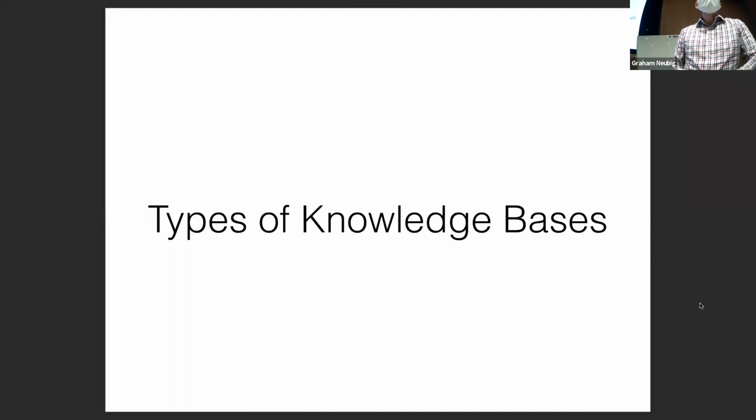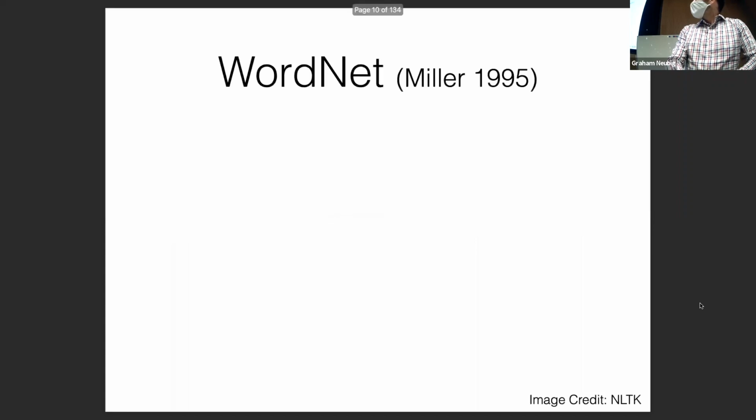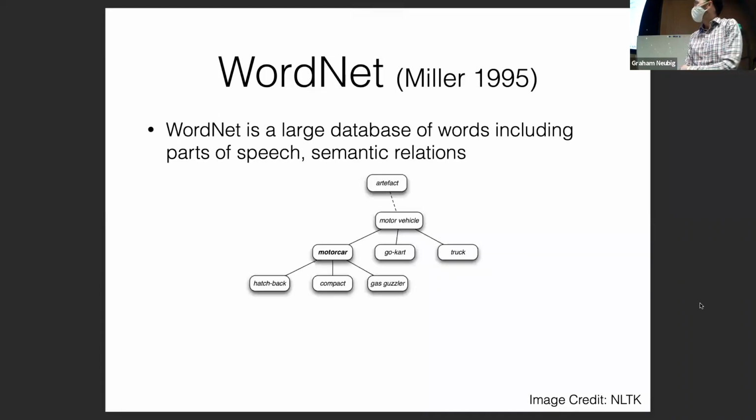So I'm just going to give a few examples of knowledge bases. One very classical knowledge base, WordNet, was created for a long time. 1995 is just the date of the report that I cited here. It actually started creation a long time before that. Basically, it's a large database of words, including parts of speech and semantic relations between them. So the most common relation is a hypernym-hyponym relation, where a hypernym is kind of like a higher level concept and a hyponym is a lower level concept.